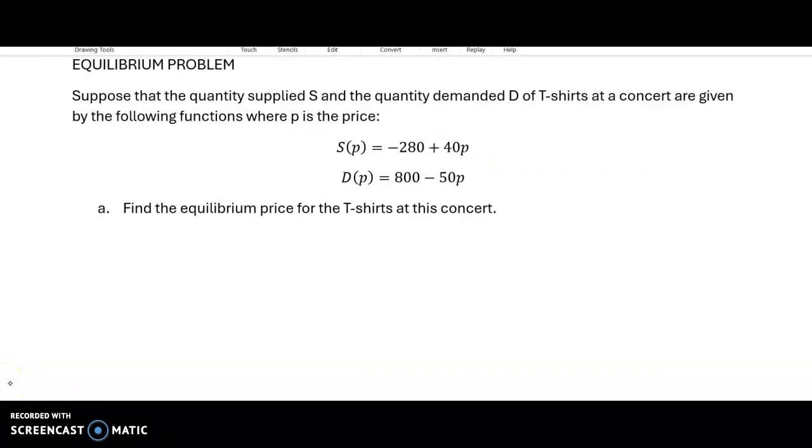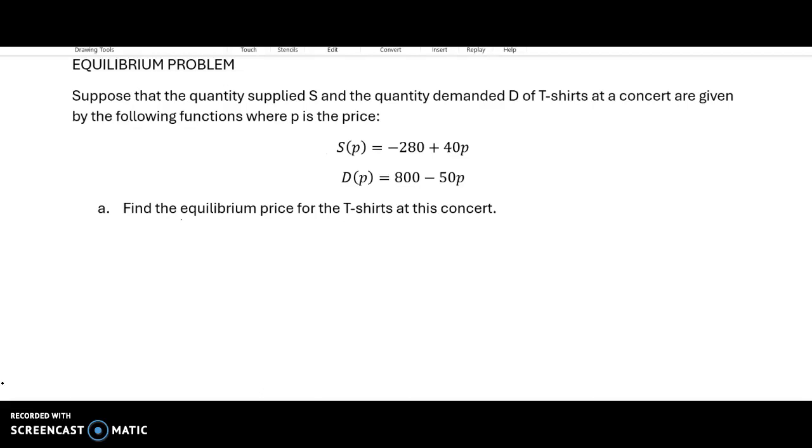The next kind of problem that we're going to do is the equilibrium problem. Suppose the quantity supplied, S, and the quantity demanded, D, of t-shirts at a concert are given by the following functions where p is the price. S of p is negative 280 plus 40p, and D of p is 800 minus 50p. So the supply, S, is the amount of your product or good that a company or supplier is willing to provide, whereas demand, D, is the amount of the quantity or good that the consumer is willing to purchase.